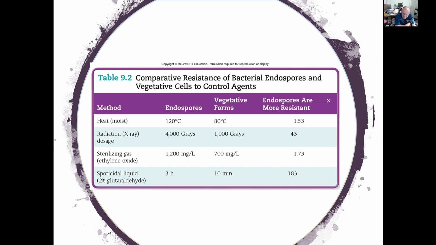Radiation X-ray levels, the nomenclature is at first confusing, and I have to tell you, they do it for a reason. They don't want you to know, and I want you to know.